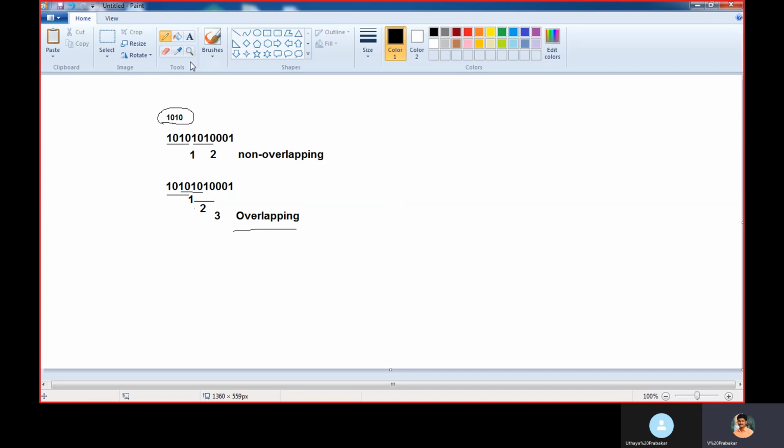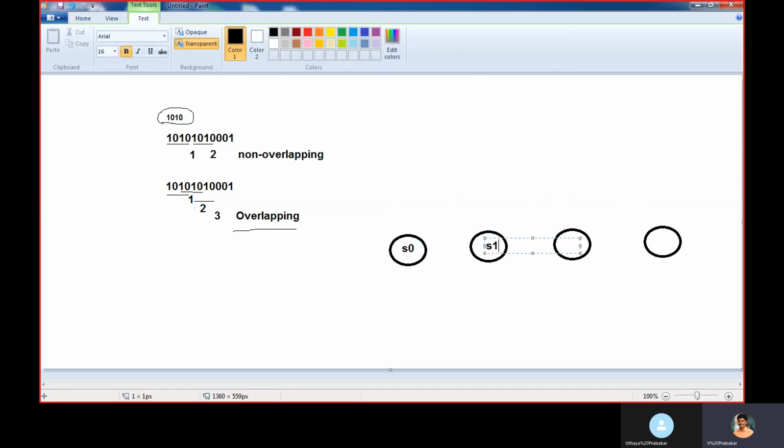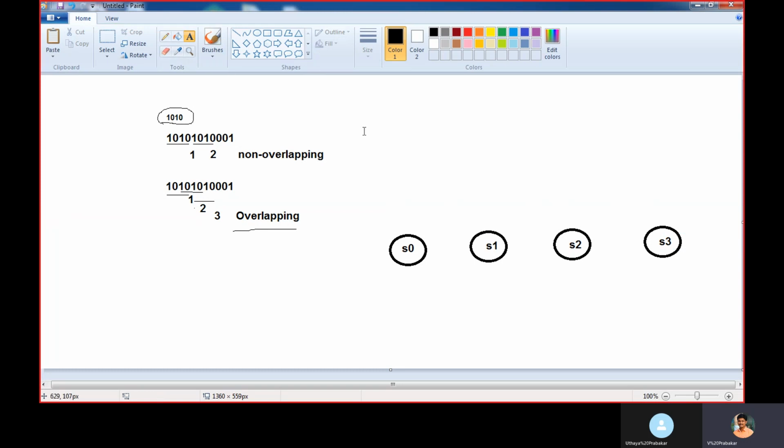So here in Mealy, the number of states required is the number of bits present in this pattern. So 4 states we need. Next we will take the 4 states. We will name these states. First state is S0. This is S1. This is S2. And this is S3. The 4 bits are there in this pattern, so we need 4 states to detect that pattern in Mealy. We are going to implement in Mealy.